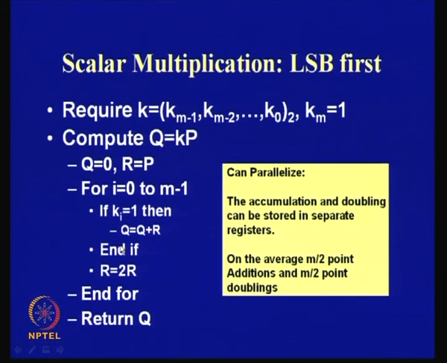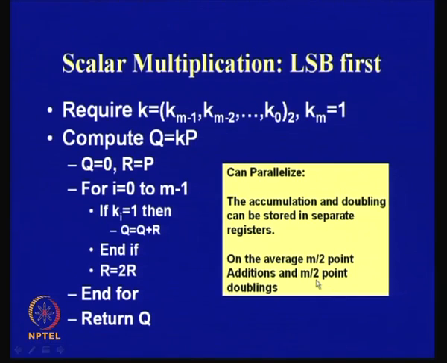So, if you assume that this k has half 1 terms, then half of the times, that is m by 2 times, you need an addition operation, that is m by 2 additions, and when you do not need an addition you need a doubling operation. So, the total time is m by 2 point additions plus m by 2 point doubling operations.